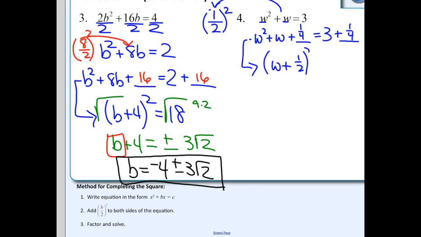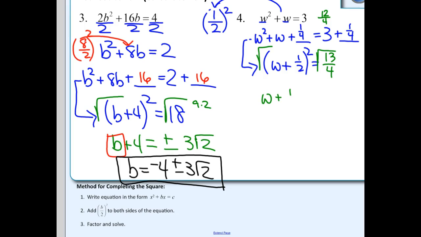1/2 squared equals, now, I've got to have a common denominator before I can add 3 to 1/4. So we're going to make this 12 fourths. And so we would get 13 fourths. So we've had to throw some fractions in to see what would happen. Now, we're going to take the square root of both sides to get that w out of the parentheses squared.